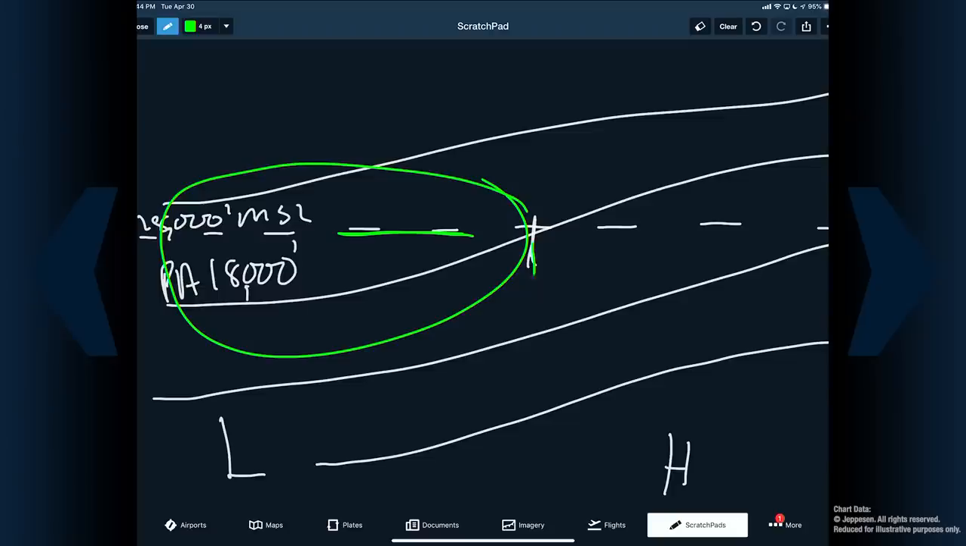And as we get into this area, which would be higher than standard pressure, if standard's 29.92, once you get into higher than standard pressure, all of a sudden flight level 180 climbs above 18,000 feet MSL. And now flight level 180 is considered a usable flight level.